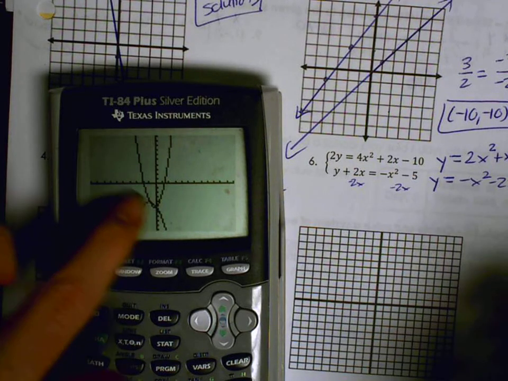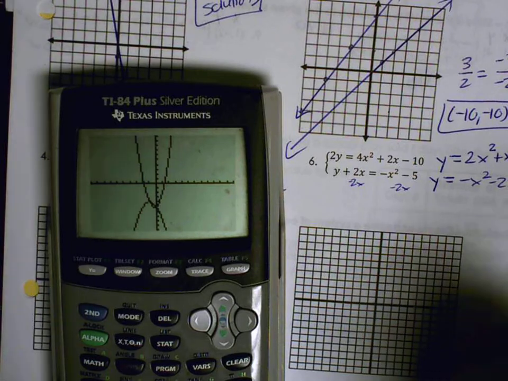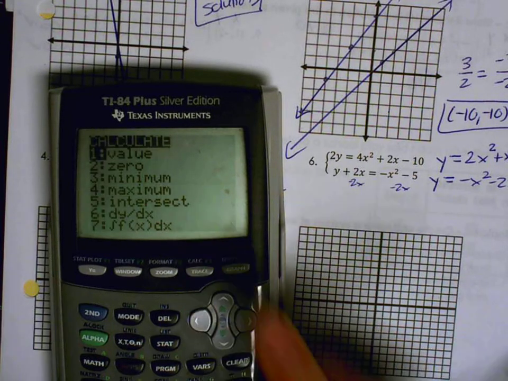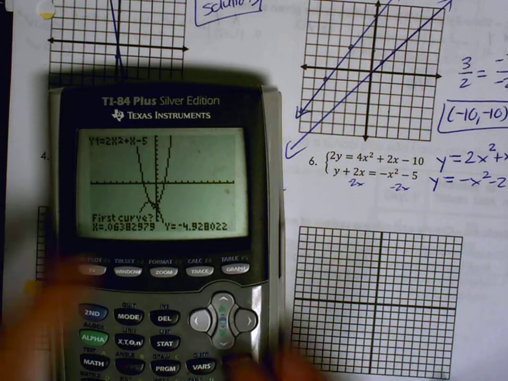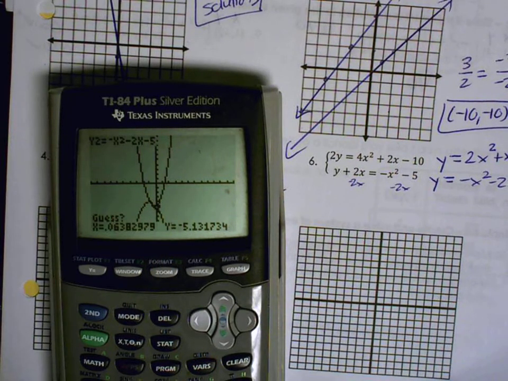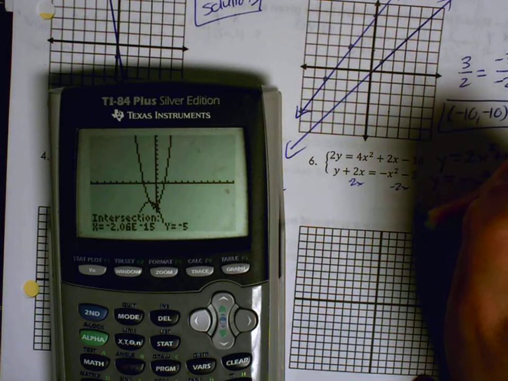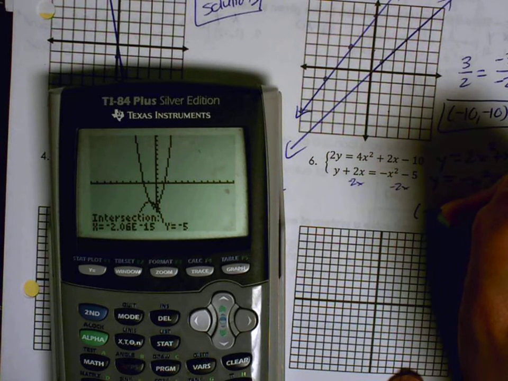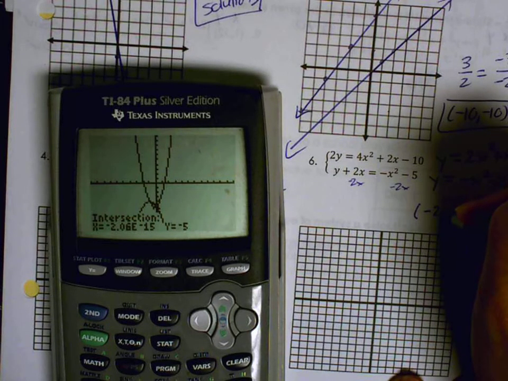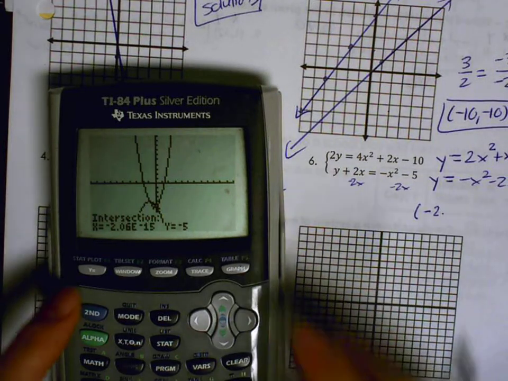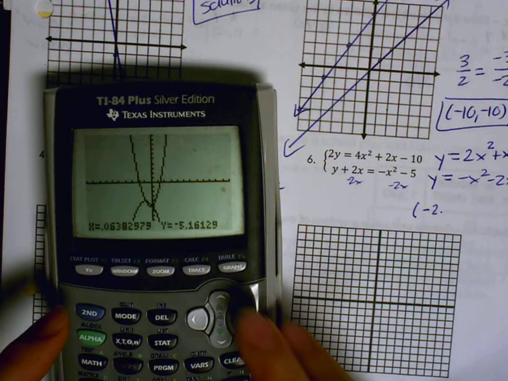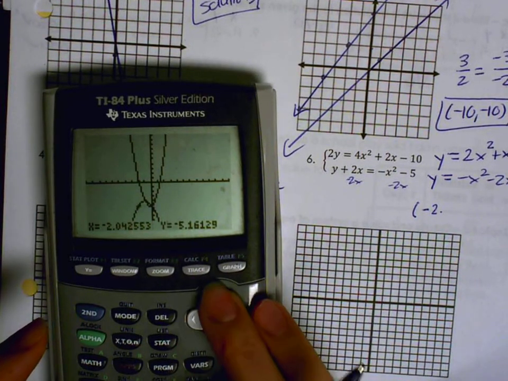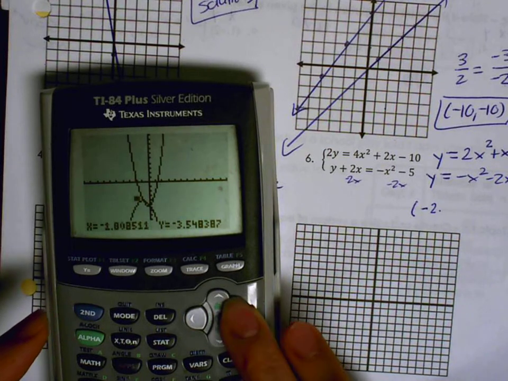Okay, so it looks like they intersect down here, and it looks like 2 spots. So second calc intersection, I want to be near the first intersection. Hit enter for first curve, enter for second curve, enter for guess. It tells me it's at -2. Wow, that does not seem right. You know what, let's zoom in. I'm going to do a zoom box actually, so we can see what's going on in this area a little bit better.